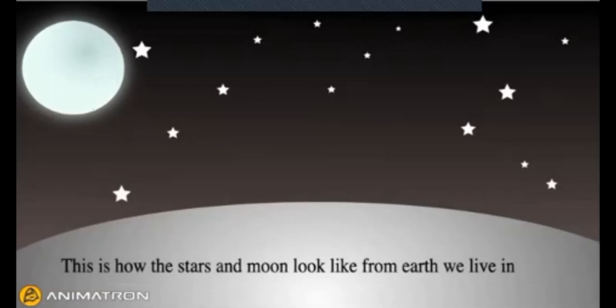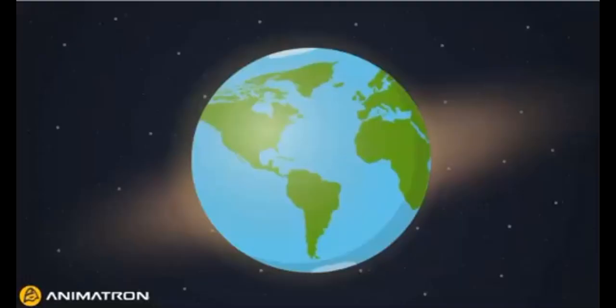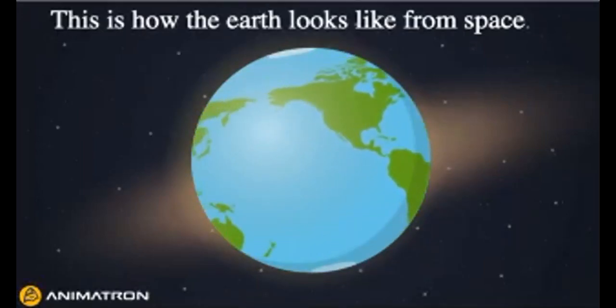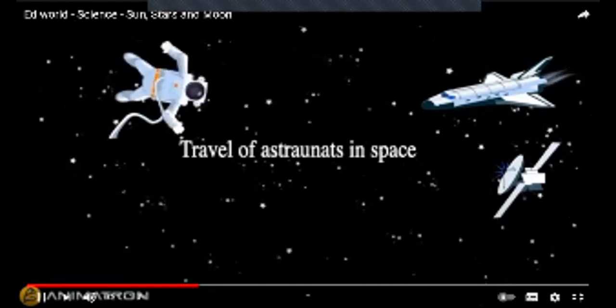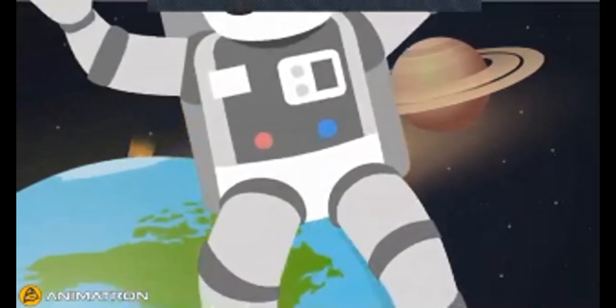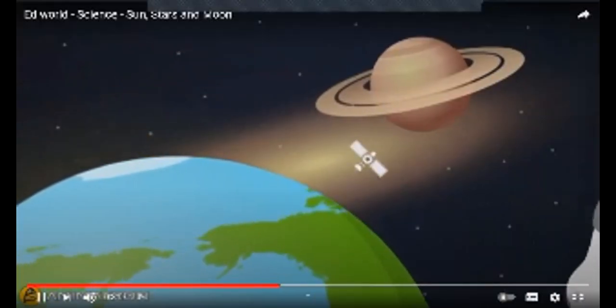This is how the stars and moon look like. This is how the Earth we live in looks like. This is how the Earth looks like from space. We are talking about space. Who travels in space? Astronauts, they travel in space. We can see Earth, Jupiter, a satellite, and an astronaut traveling over there.